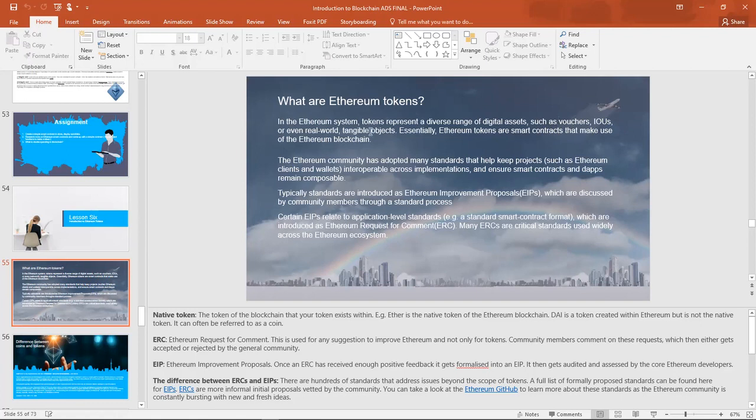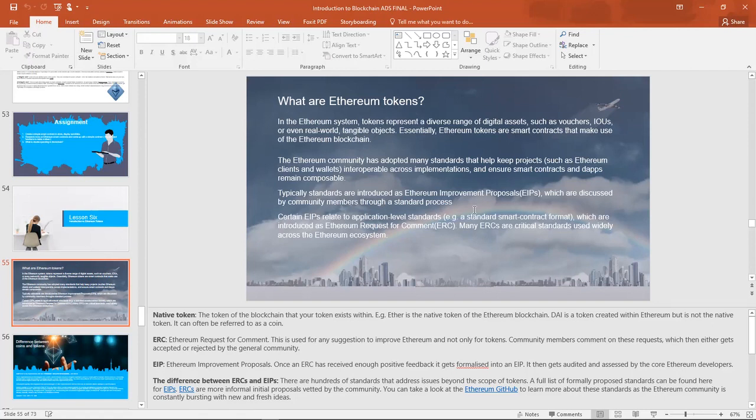So tokens represent a diverse range of digital assets, and the Ethereum community has adopted many standards that help keep projects such as Ethereum clients and wallets interoperable across implementations, and ensure smart contracts and apps remain composable. This one we spoke about: it's the ability of a system to interact with other systems.